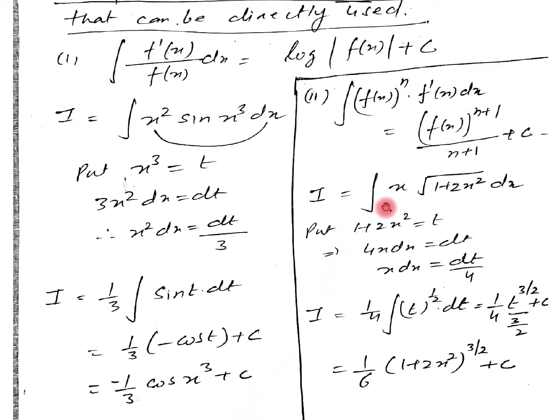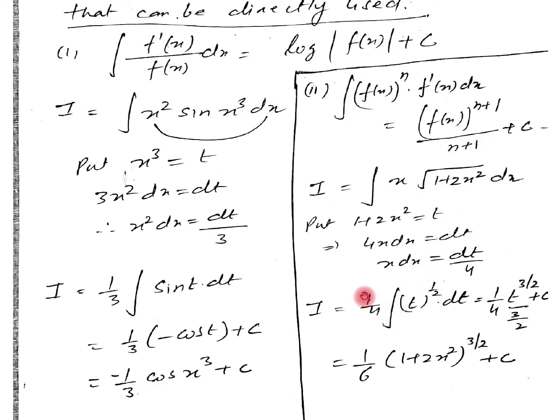Now let us take another question. I equals the integral of x under root 1 plus 2x square dx. Again, we put 1 plus 2x square equal to t. Differentiating both sides, the derivative of 1 is 0, plus 4x dx equals dt. Therefore x dx is equal to dt by 4.